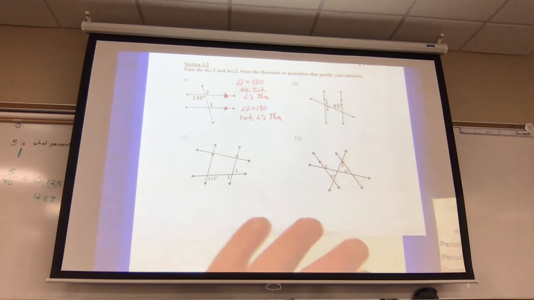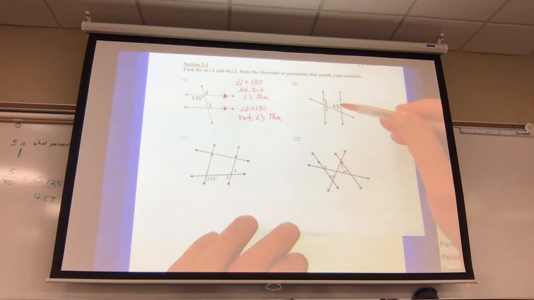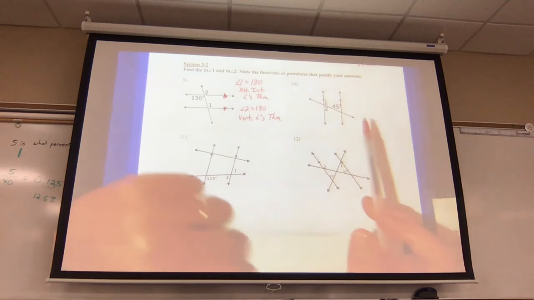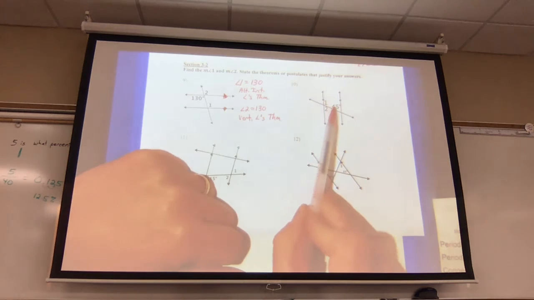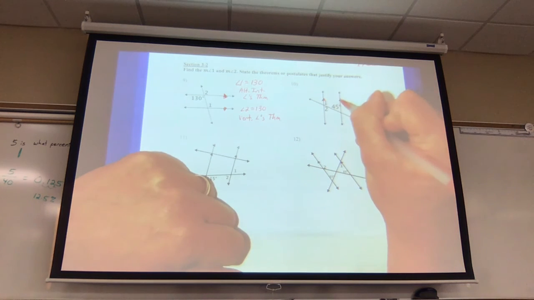Let's try number 10. Number 10, we got angles 1 and 2 here. And we have a 45-degree angle inside there. And we can start this one a couple different ways. I'm going to go ahead and start with angle 1. Angle 1 and the 45-degree angle, these are consecutive interior angles. Right here, we got the little triangles to tell us the lines are parallel.